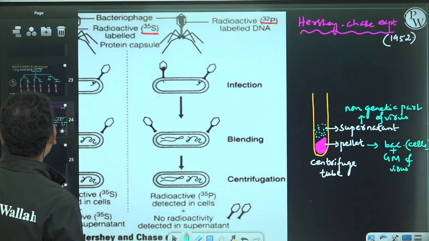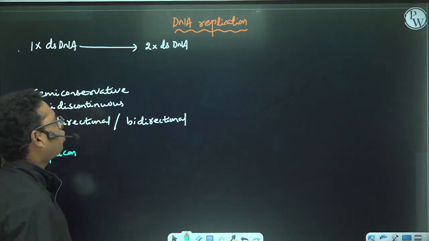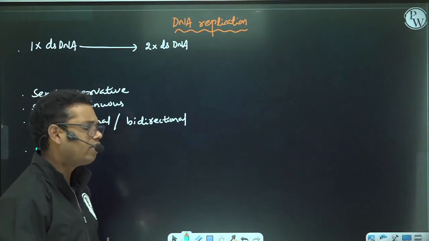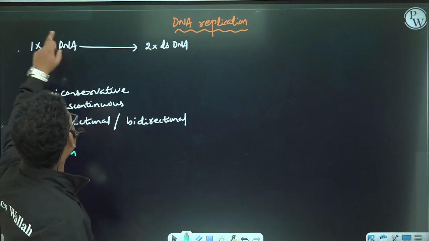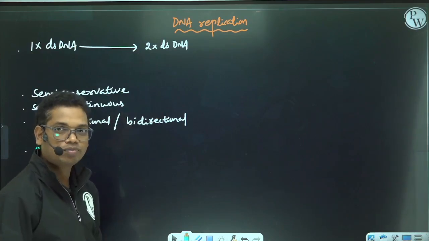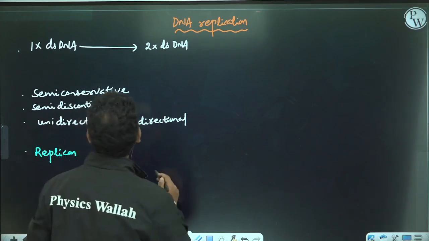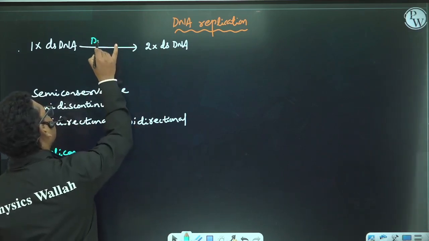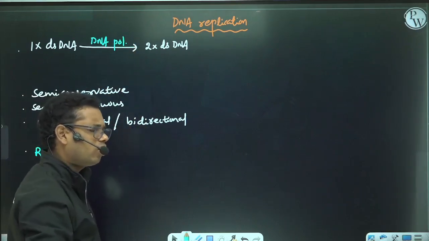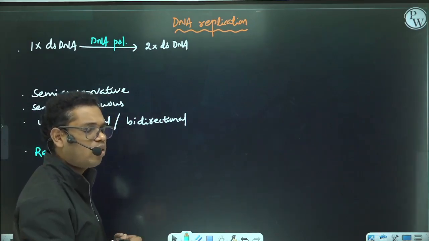Okay, now let us talk about DNA replication. So what do you understand by DNA replication? This is a very, very complex process in which a single double-strand DNA produces two double-strand DNA molecules. This is DNA replication. And the main enzyme involved in this process is DNA polymerase. But it does not mean only DNA polymerase is involved. No. Several proteins, different types of enzymes are involved in this case.